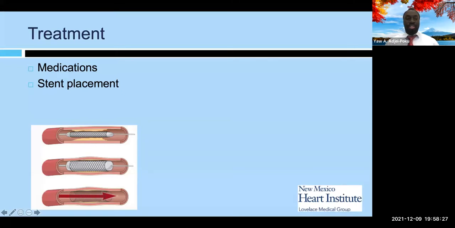So if someone has coronary artery disease and they have an angiogram, if there's a blockage, that blockage can be opened with a stent to allow more blood flow.